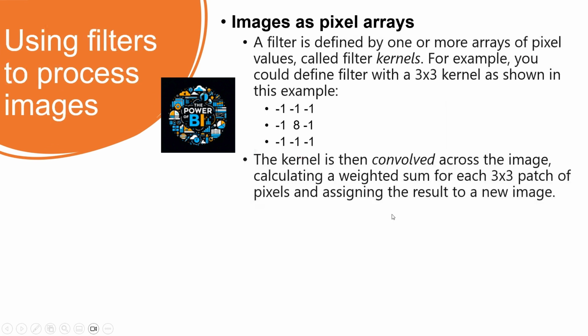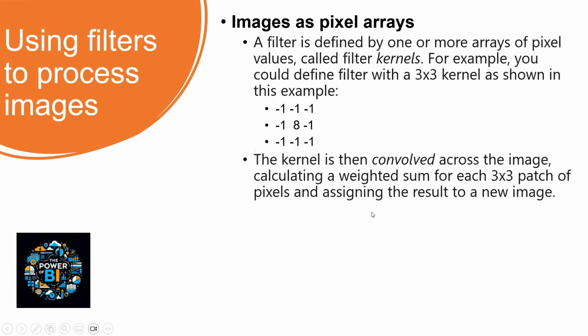A filter is defined as one or more arrays of pixel values, which we can define as a 3 by 3 kernel. A common way to perform image processing tasks is to apply filters that modify the pixel values of an image to create a visual effect. A filter is basically defined by one or more arrays of pixel values.